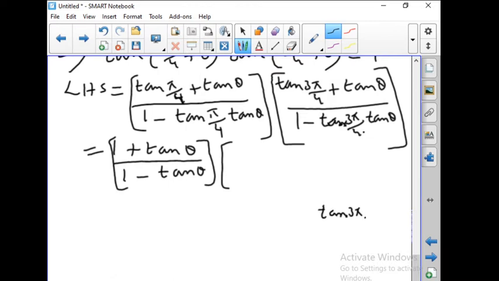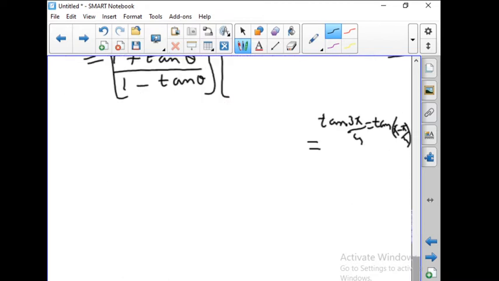tan 3 pi by 4 can be written as tan of pi minus pi by 4. So what is it? Tan of pi minus pi by 4. It is in the second quadrant. So in the second quadrant, tan is negative, therefore minus, and pi is 180, so it is even, therefore it remains the same. So we have minus tan pi by 4, which is equal to minus 1.